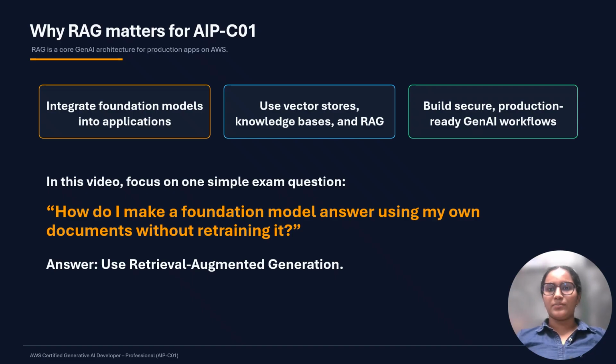RAG is important because many applications need a model to answer using private or up-to-date documents, such as policy manuals, product documentation, support tickets, legal documents, or internal knowledge. The key exam idea is this: if the company wants to use its own documents without retraining the foundation model, RAG is usually the best answer. Instead of changing the model itself, the application retrieves relevant information and gives it to the model as context.